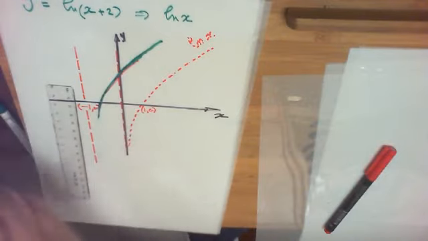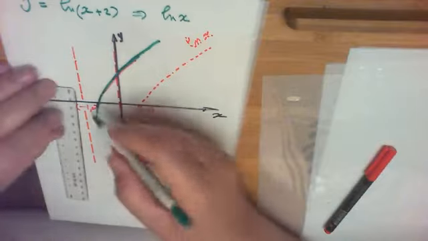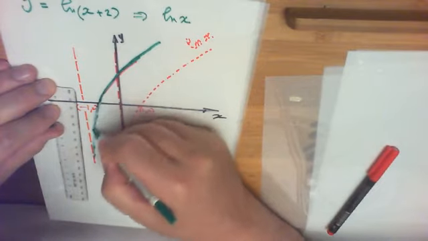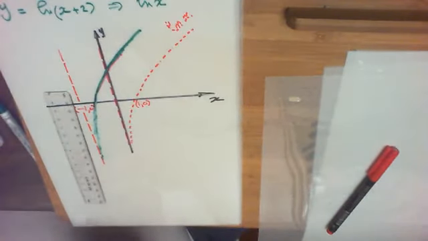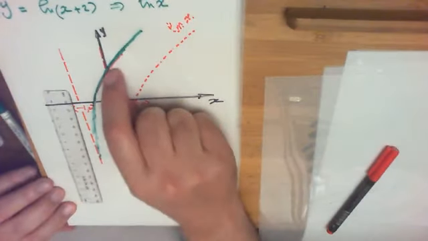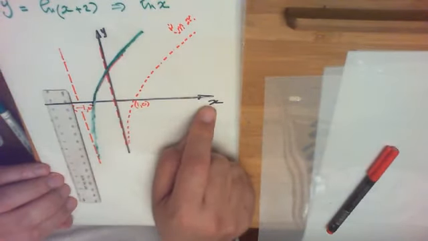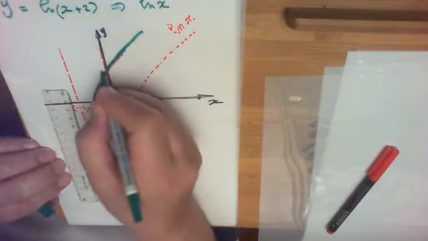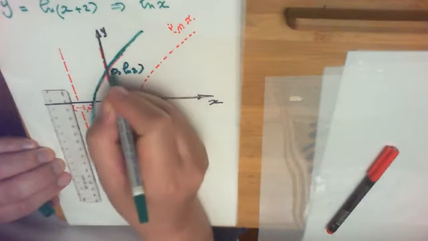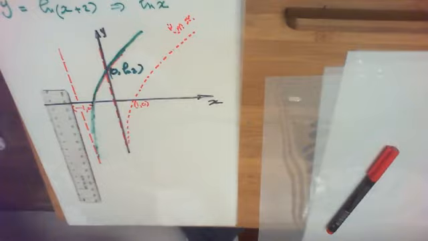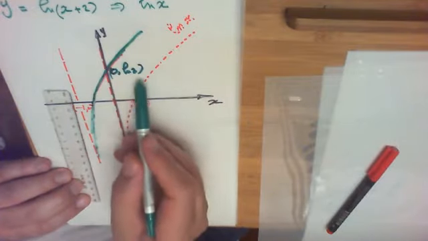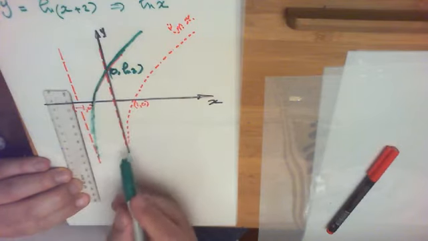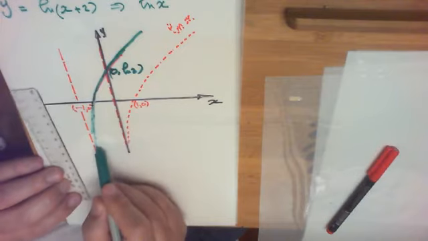Okay, so the curve will be like this. What about this point, where x equals 0? This point is (0, ln 2). We shifted every point on the curve to the left, every point. So this also shifted to the left by 2.